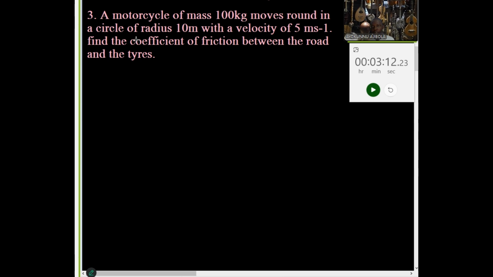Okay, a motorcycle of mass 100 kilogram moves round in a circle of radius 10 meters with a velocity of 5 meters per second. So find the coefficient of friction between the road and the tire. So we know that the coefficient mu is force over reaction. Then we know that force in circular motion is mv square over r, then over the reaction, which is mg.